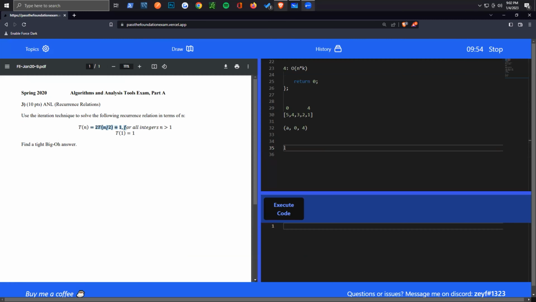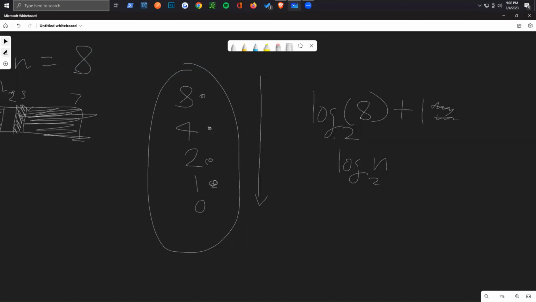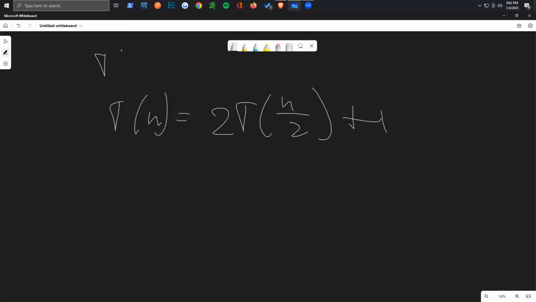So this is what we're dealing with. T of n equals 2 T of n over 2 plus 1. And we have our base case of T of 1 equals 1. Okay, so I'll just summarize it like this, step by step.